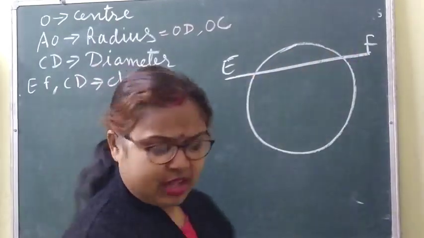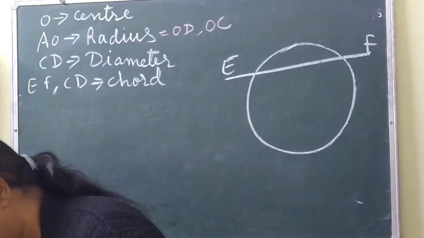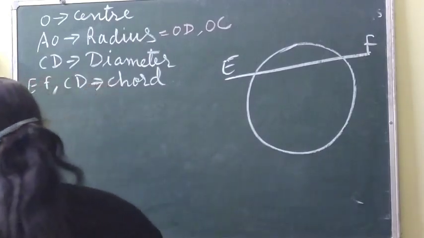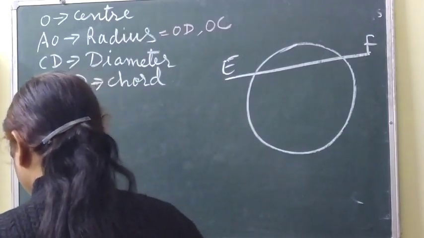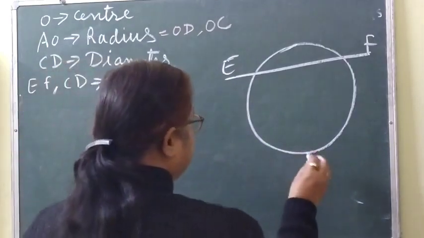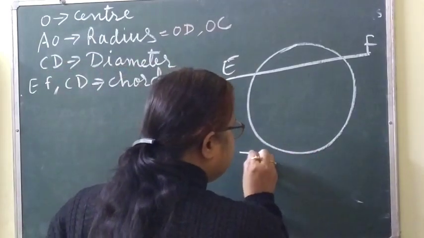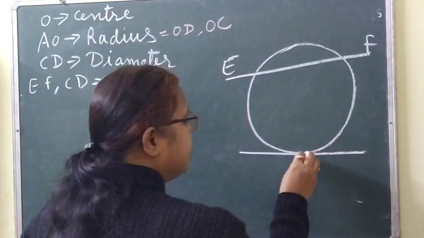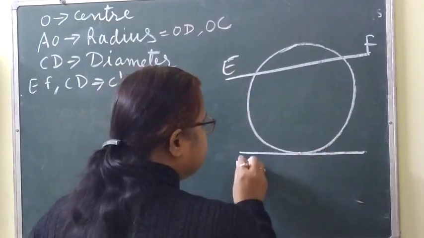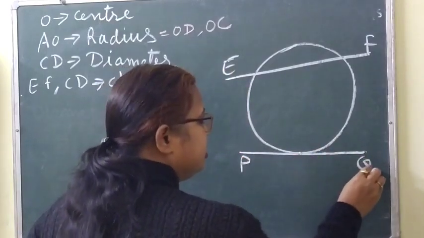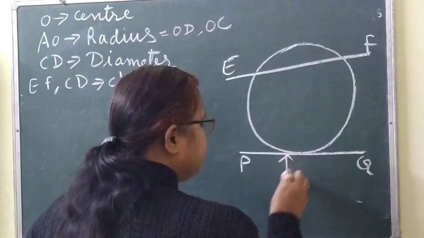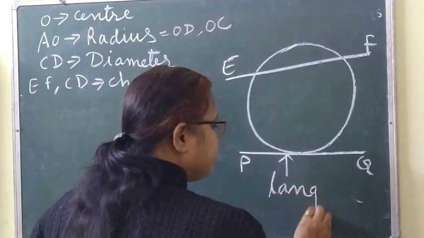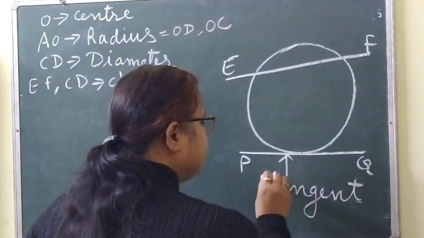Clear? Now, the next is tangent. What is a tangent? A straight line that touches the circle at one point. This straight line is called a tangent.